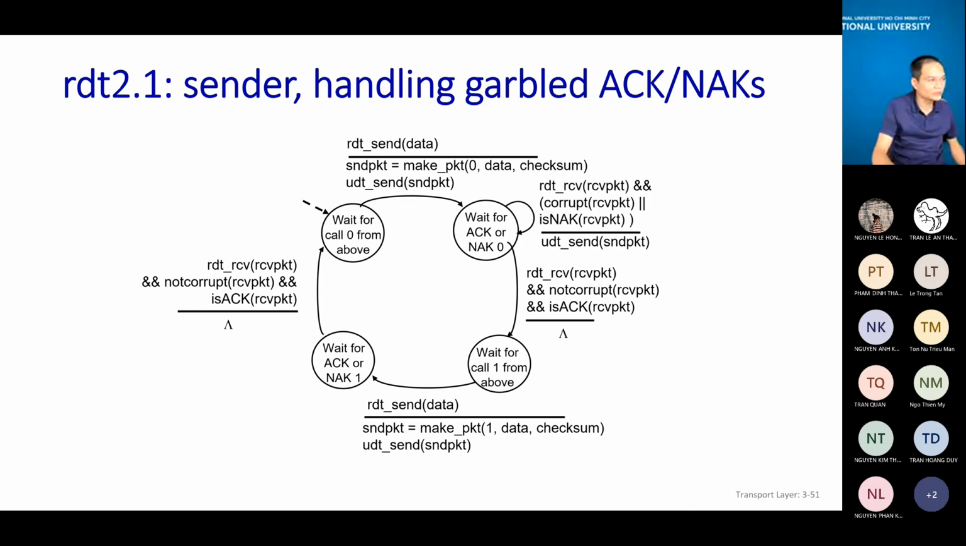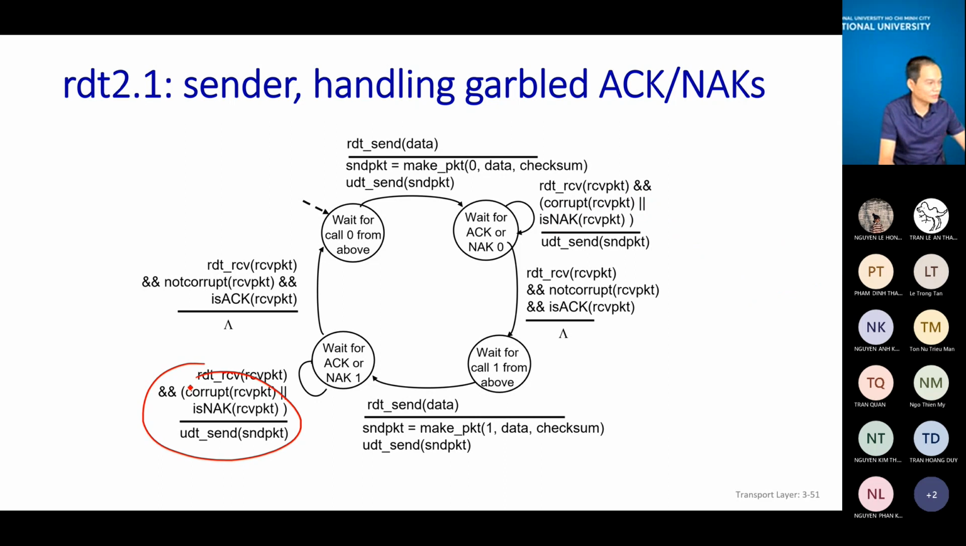Right, and here's the situation when we receive a packet and the packet is corrupt, or the packet is a negative acknowledgement. Then we're going to resend. This is retransmit. So what happened? We retransmit, and we need to wait also. So NAK 1, for example, is similar. We recheck it as well.